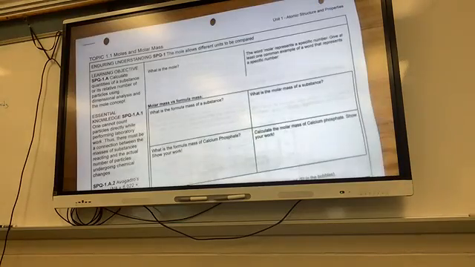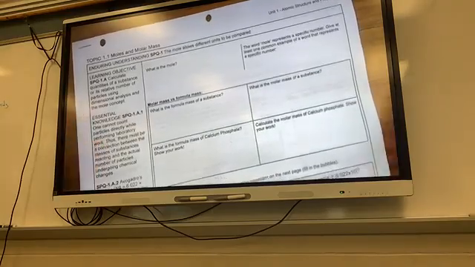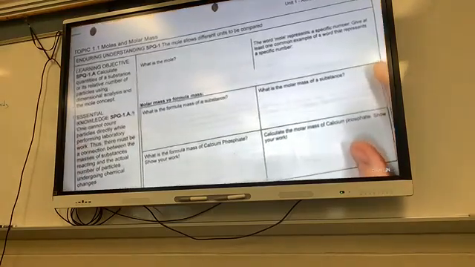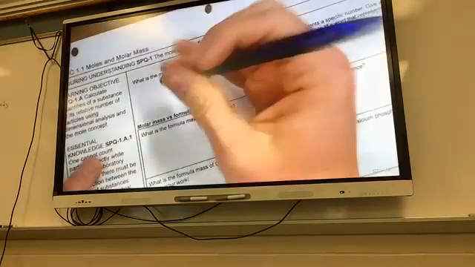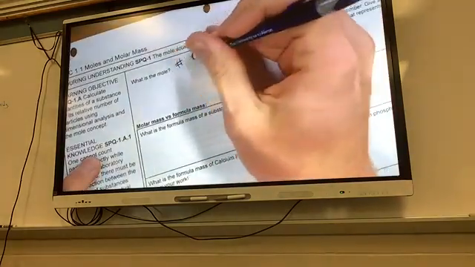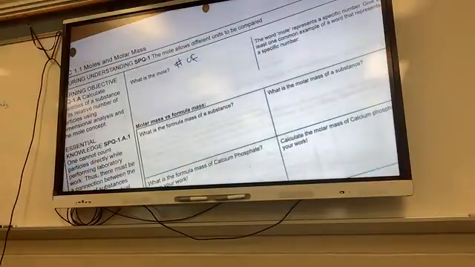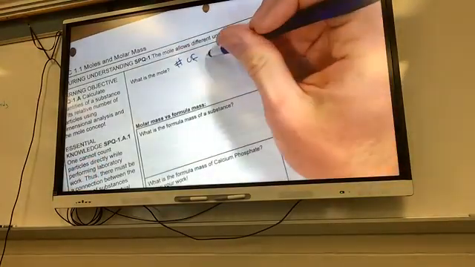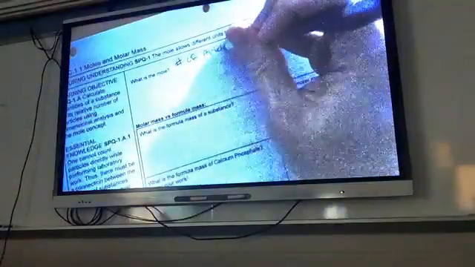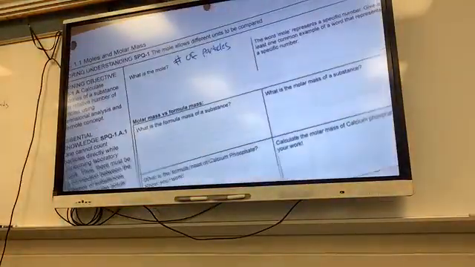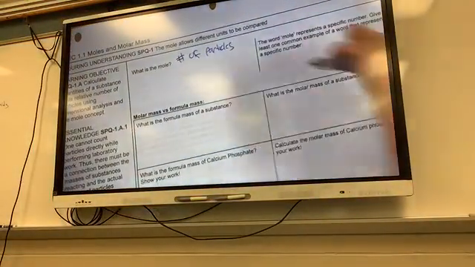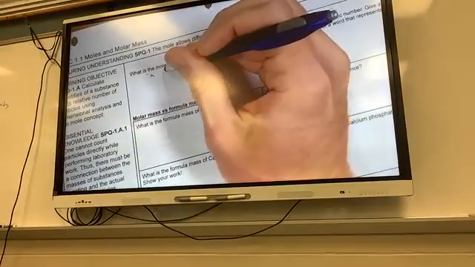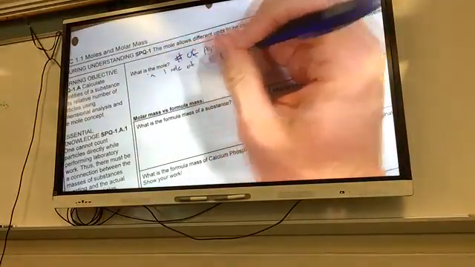So, let's talk Unit 1. What's a mole? The mole is the goal. We know that the mole is the number of what? Particles. The number of particles in 1 mole of stuff.